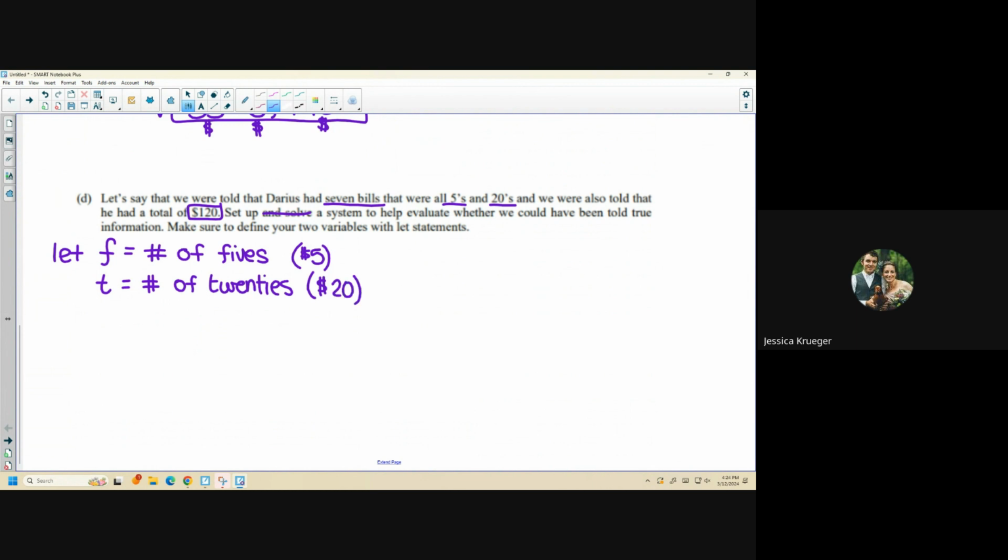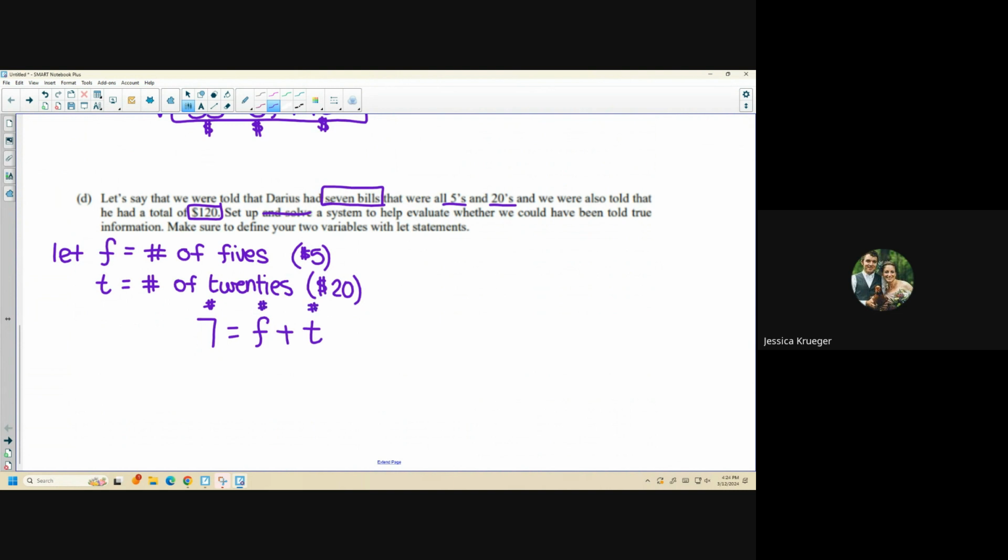So the first thing they tell me is that he had 7 bills. That's a number of bills. So 7 would equal the number of 5s, which is just F, plus the number of 20s, which is just T. So the number of bills equals the number of 5s plus the number of 20s.